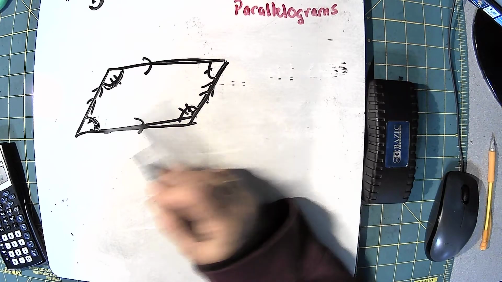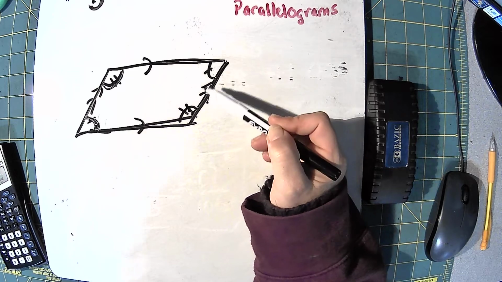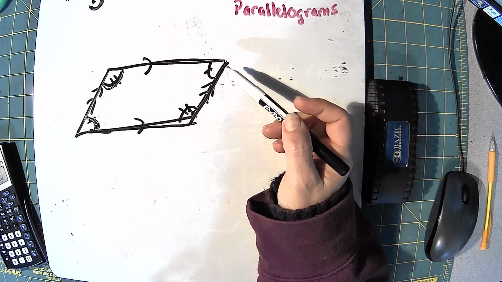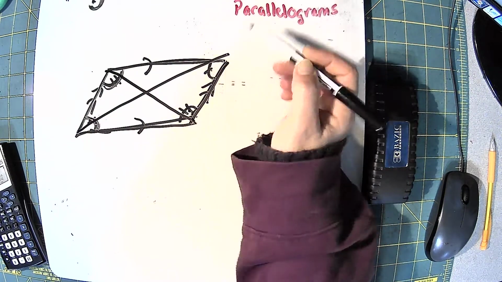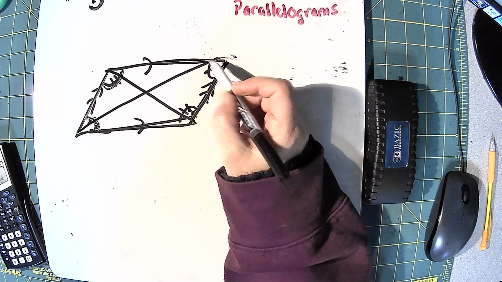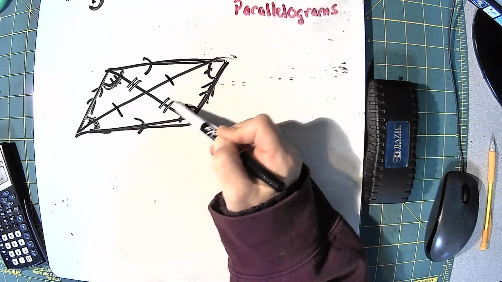These are equal, those are equal. So if we add any two that are not equal, they're going to be 180. And the diagonals bisect each other. So if we had diagonal lines drawn through there, that means bisect each other means cut each other exactly in half. So this will be equal to this, and this one will be equal to that one.